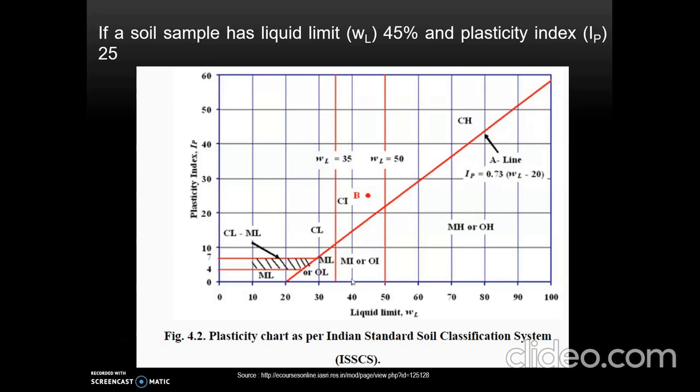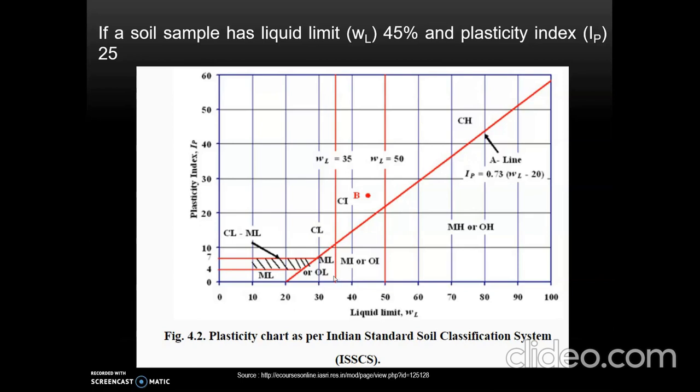Similarly, substitute the value of liquid limit equal to 40 in this equation, and we will get the value of IP, which will be marked over here. Then substitute the value of liquid limit equal to 50, and we get the value of IP nearly equal to 23. Similarly, proceed to substitute the values of liquid limit equal to 60, 70, 80, 90 and 100 to find the corresponding values of IP. Then join all the points in order to draw a line.